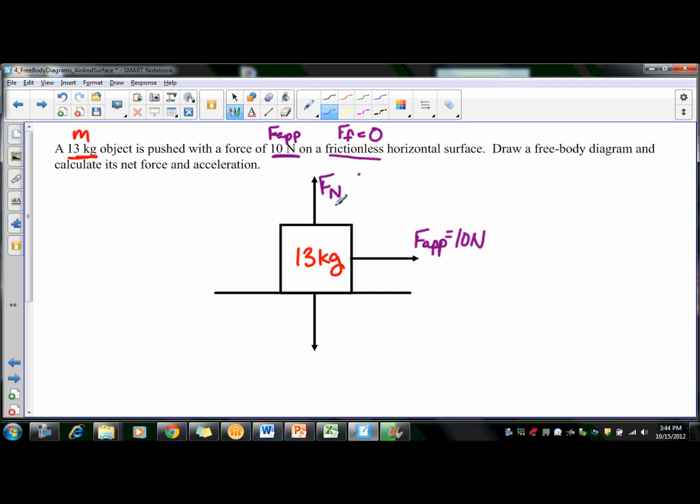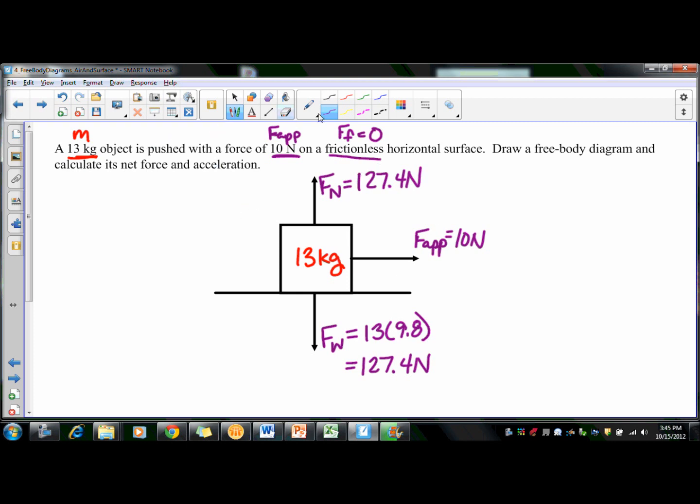So normal force. This is the force due to gravity. That's our weight. So we can always find weight if we have the mass. 13 times 9.8. So weight is mass times acceleration due to gravity. And so our weight is equal to 127.4 newtons. Also in the free body diagram video, we talked about how on a horizontal surface, so specifically horizontal, the normal force is equal to the weight. So the normal is 127.4 newtons. So here's your free body diagram.